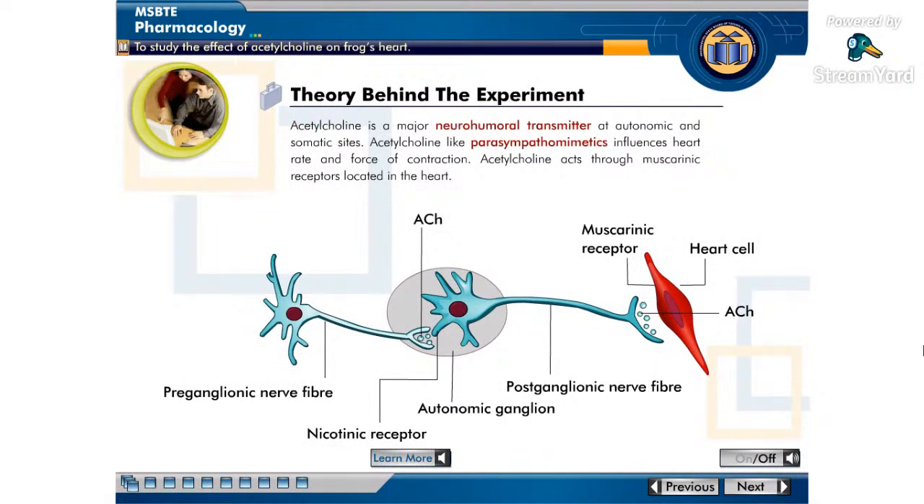Acetylcholine is a major neurohumoral transmitter at autonomic and somatic sites. Acetylcholine, like parasympathomimetics, influences heart rate and force of contraction. Acetylcholine acts through muscarinic receptors located in the heart.